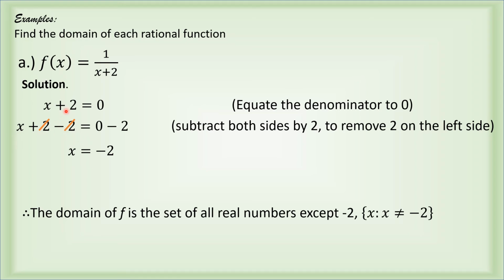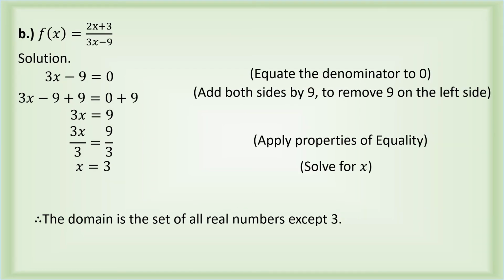To remove a positive 2 here, we subtract 2 from both sides of the equation. So we have now x equals negative 2. Therefore, the domain of f is the set of real numbers except negative 2, because when you substitute negative 2, it will make q of x, our denominator, 0. Negative 2 plus 2 becomes 0. So it will make my q of x 0 and negative 2 is not part of the domain. I hope you understand this part.